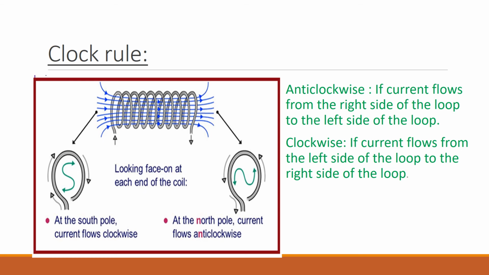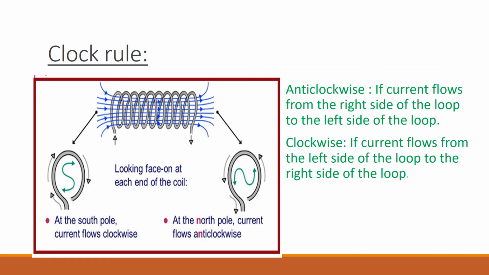All right. I want you to apply the clock rule to determine the polarity of the solenoid given below. All you need to do is to imagine looking at the solenoid from one end. If current is flowing in clockwise direction, then that side is a south pole. If current is flowing in anti-clockwise direction, then that side is a north pole. How do you know that current is flowing clockwise?